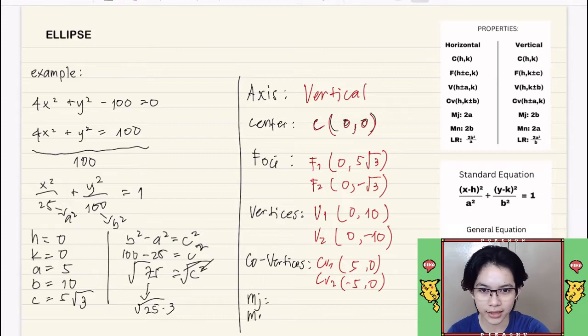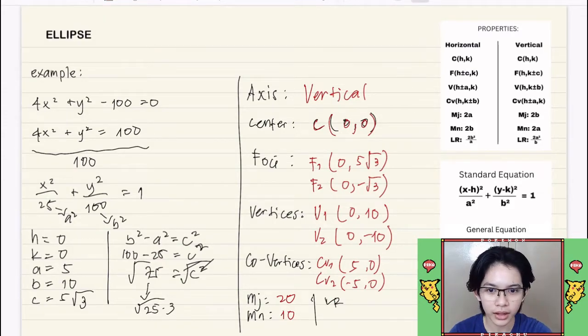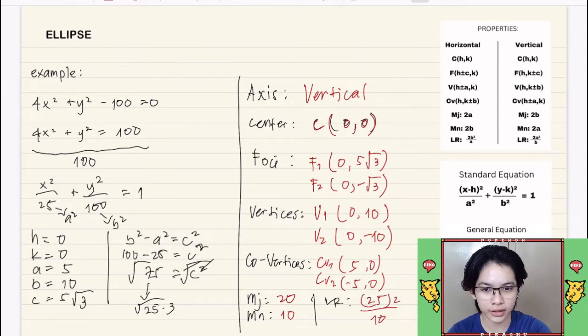For the major axis of a vertical ellipse, it is 2b. 10 multiplied by 2 is 20, and for the minor axis, it is 2a. 5 multiplied by 2 is 10. Lastly, for the latus rectum of a vertical ellipse, it is a squared multiplied by 2 over b. 25 multiplied by 2 over 10 is 50 over 10, or 5.